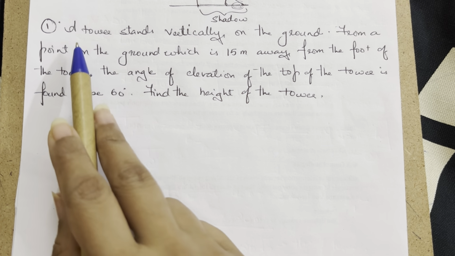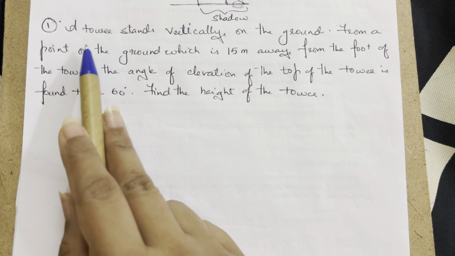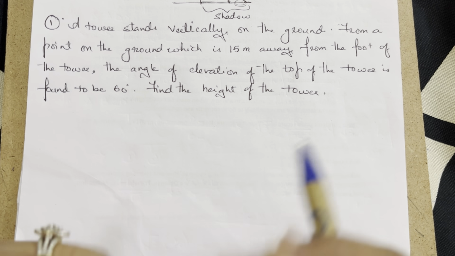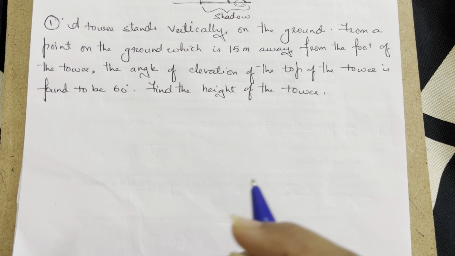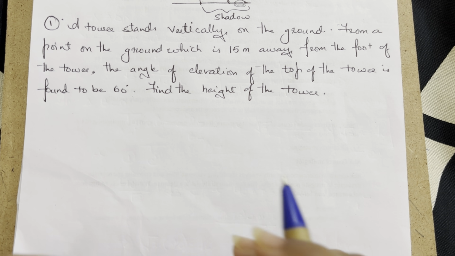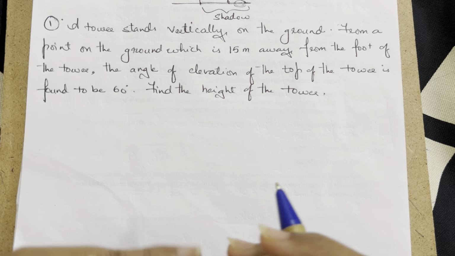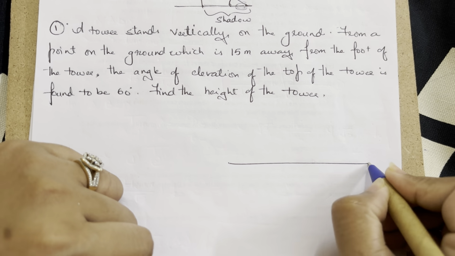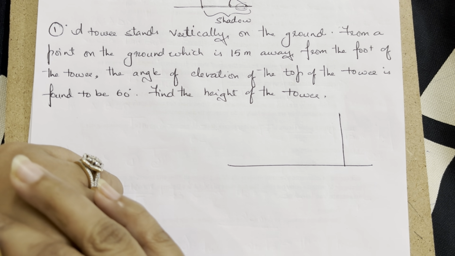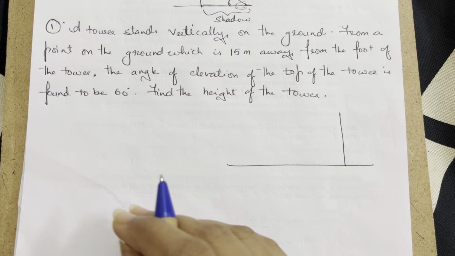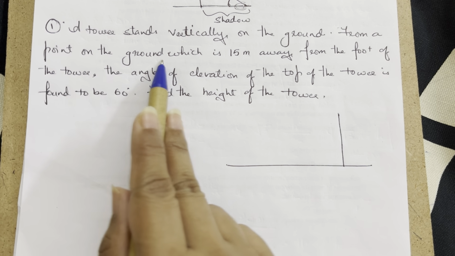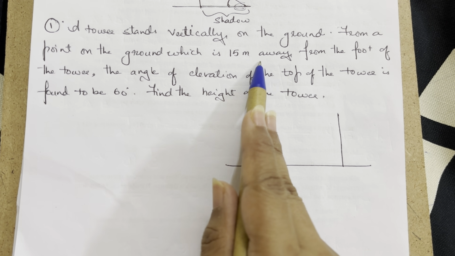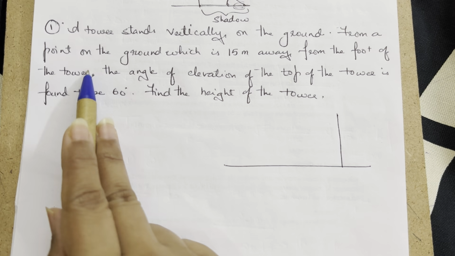Now looking at the question, it says that a tower stands vertically on the ground. As I'm reading the question, I am going to draw the figure for this one, because it would be easier for me to understand with the figure how to solve it. So it says a tower stands vertically on the ground. There's the ground, then there is a tower standing vertically on it. Then it says from a point on the ground which is 15 meters away from the foot of the tower.